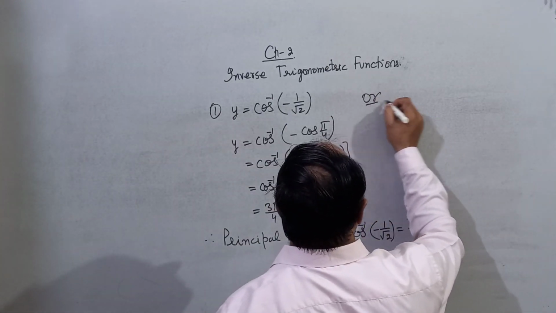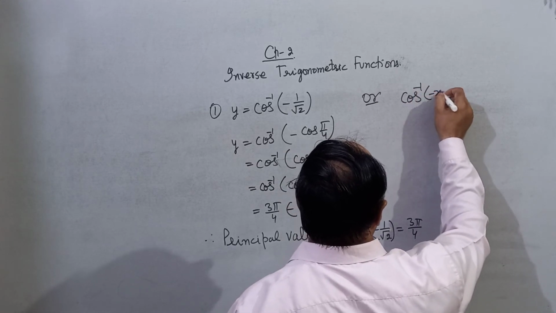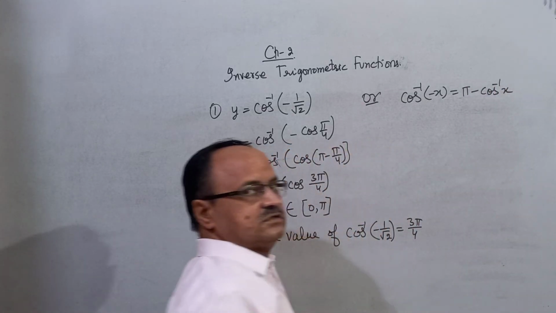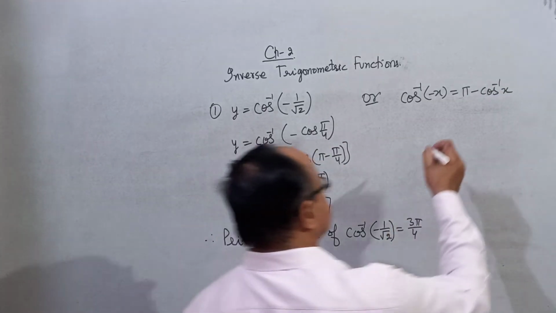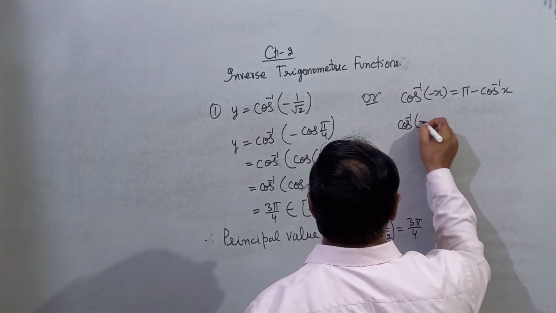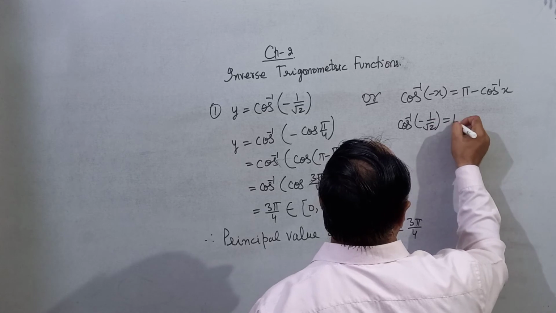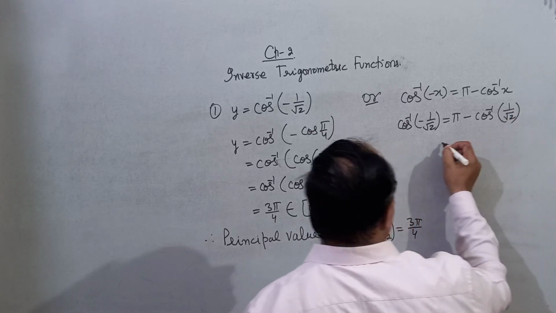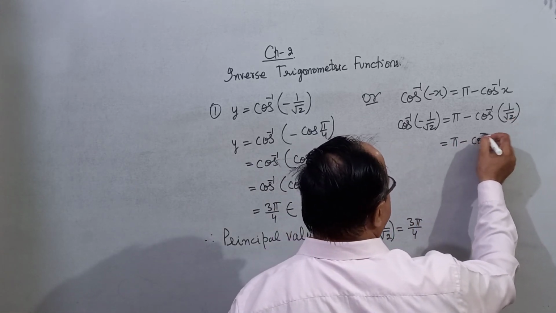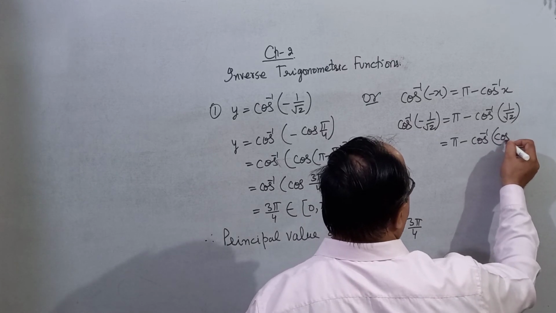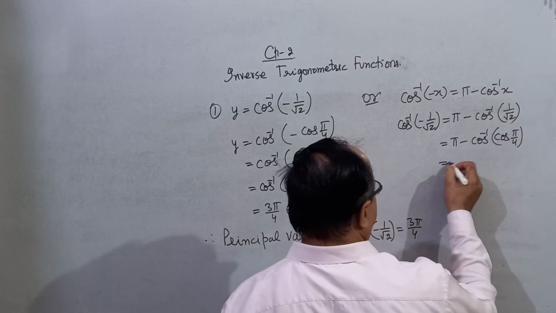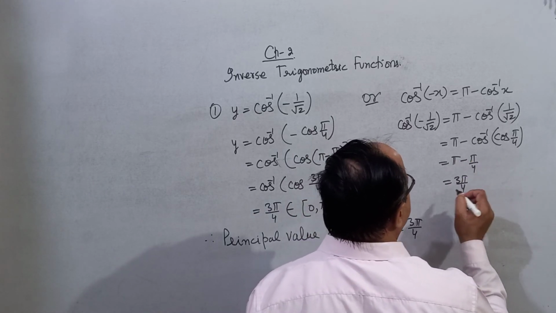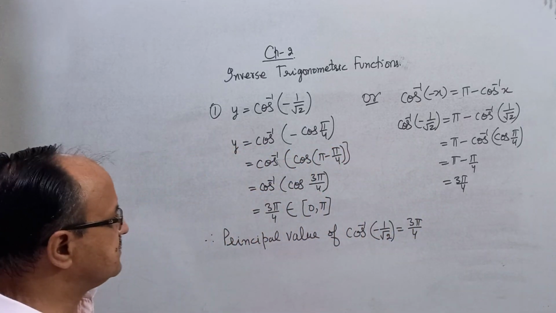Or you can solve it like this. Cos inverse of minus x, the formula you know: pi minus cos inverse x. With the help of the formula you can solve this question also. Cos inverse of minus 1 by root 2 is equal to pi minus cos inverse 1 by root 2. In place of 1 by root 2 you can write cos 45, and when you simplify it becomes pi by 4, and pi minus pi by 4 is 3 pi by 4. This is the answer. Clear?